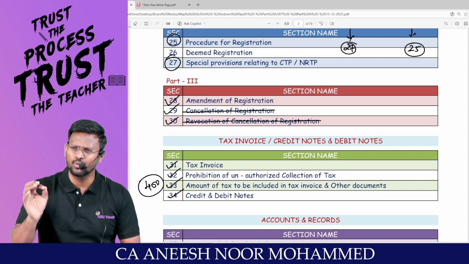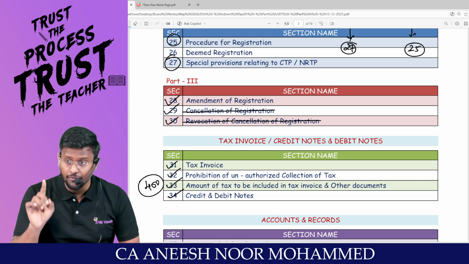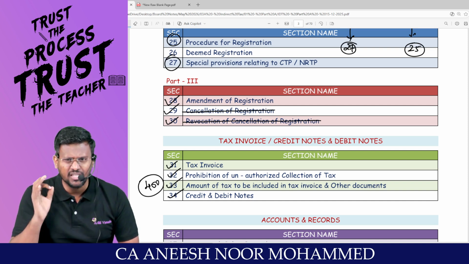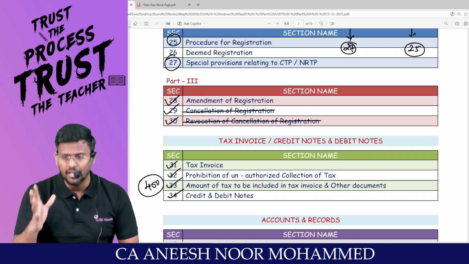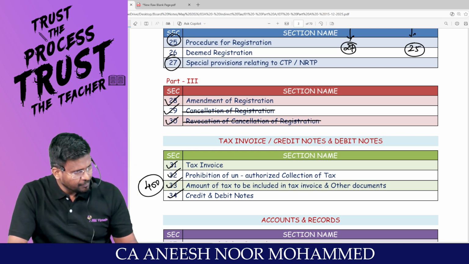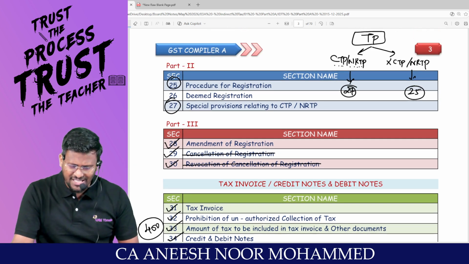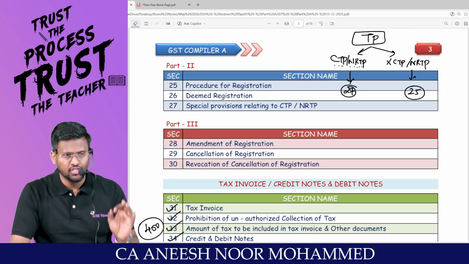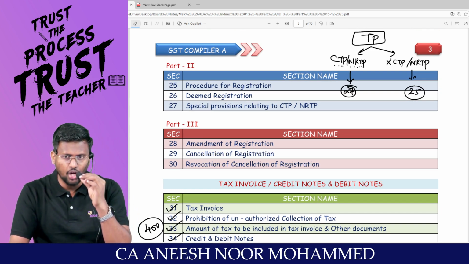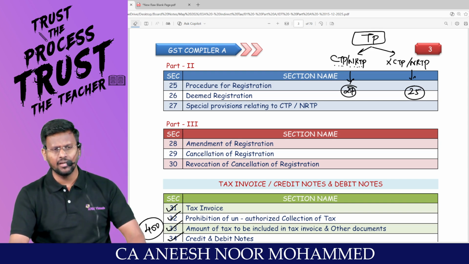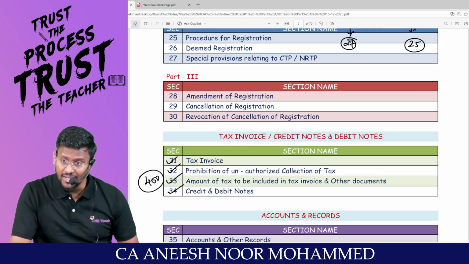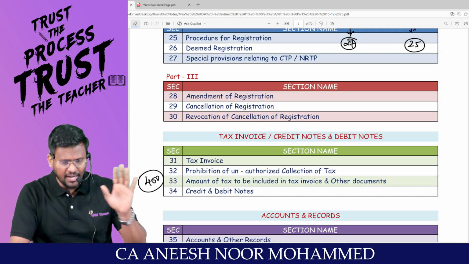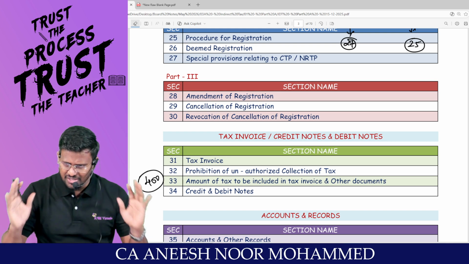So tell me, what is Section 22? Person liable for registration. Section 23? Person not liable for registration. Section 24? Compulsory registration. Section 25? Procedure for registration. 26, deemed registration. 27, special provisions for casual taxable person or non-resident taxable person. 28, amendment of registration. 29, cancellation of registration. 30, revocation of cancellation of registration. That's it. The registration area comes to an end.